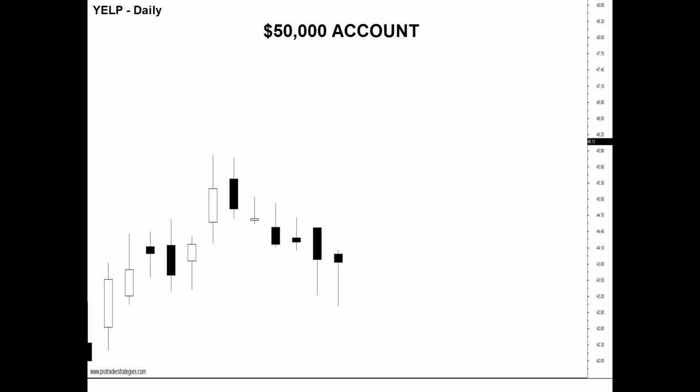Here's Yelp. These are older charts just for educational purposes. Here's an example in Yelp. We have a hypothetical $50,000 account. Let's say that our particular method wants to only risk 2%, the standard benchmark. Remember, you can risk lower than that, but you should never go higher than 2%. So 2% of 50,000 equals $1,000. That's how much you're willing to risk on this trade, the most you would lose if you're wrong.